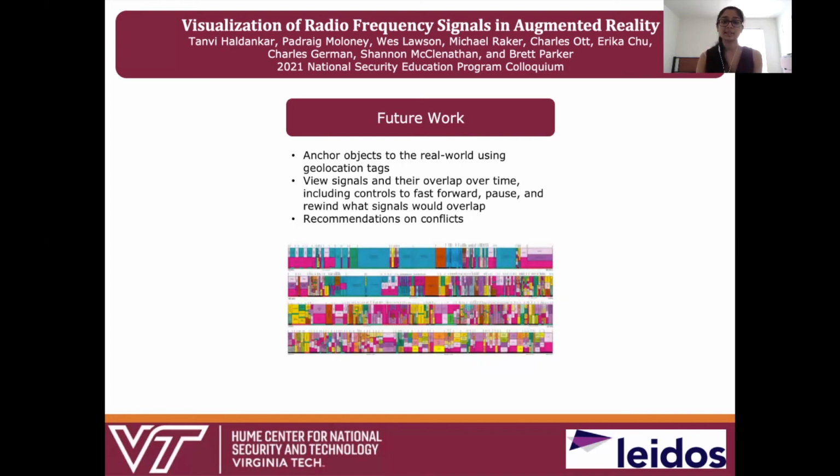In addition to this, it is important to be able to view these signals over time, with users having the ability to fast forward, pause, and rewind. In cases of signal overlap, users will need to inspect further and possibly change bands of frequencies, for example. Finally, an important next step would be to make recommendations based on conflicts between signals. In the case that there was a conflict, various algorithms could be applied to determine what the best fix would be.